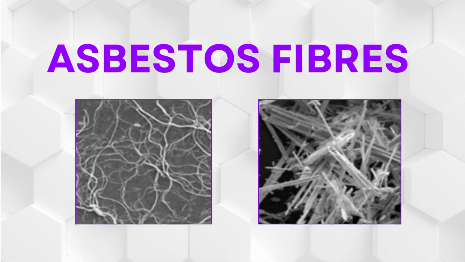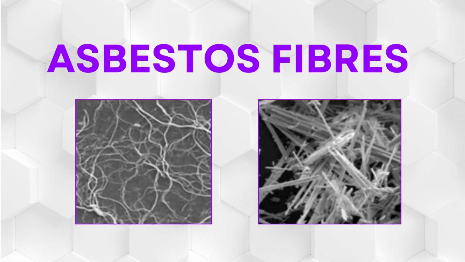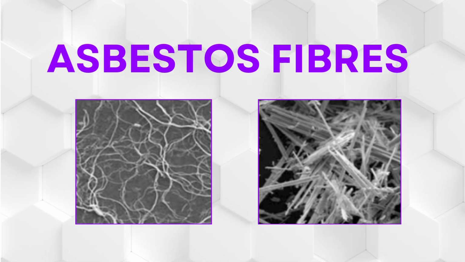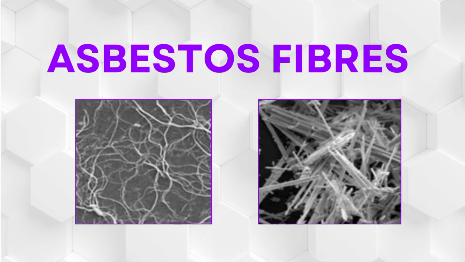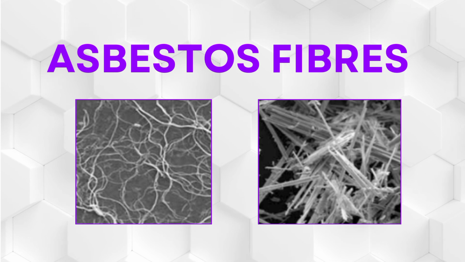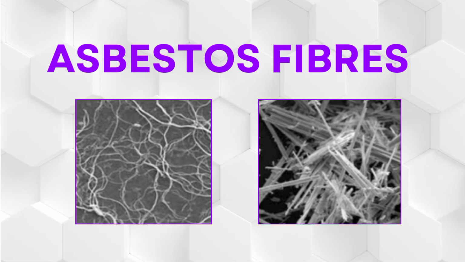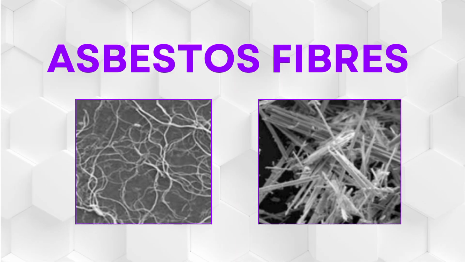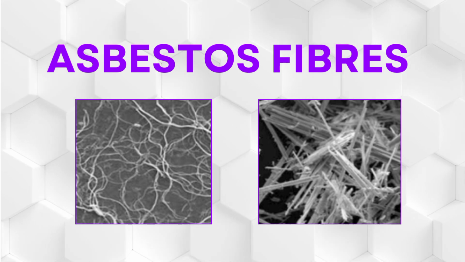In this image you can see two types of asbestos fibers. On the left are curly and flexible serpentine fibers, which are not much pathogenic. On the right are straight and hard amphibole fibers, which are more pathogenic.